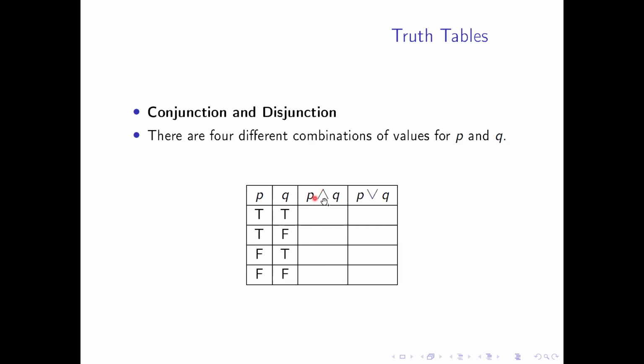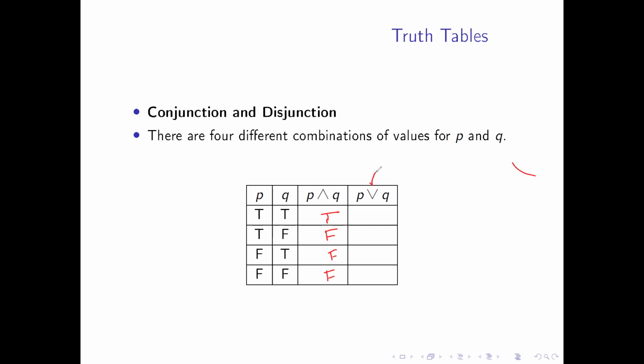So remember, what does this symbol right here represent? Hopefully you're thinking this is an and symbol. This is the conjunction, so they both must be true. So in that situation, this is true. But if one of them is false, it turns out this is false all the way.